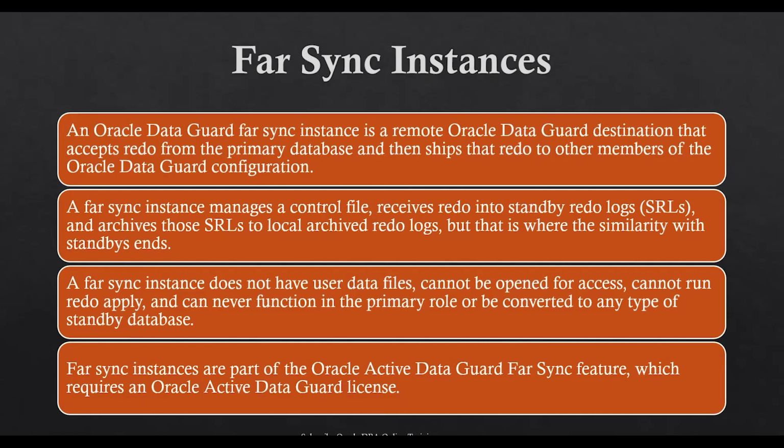That means there is an intermediate instance available, which receives redo from the primary site and then passes it to the standby database. The parsing instance manages it; it has the control file, which receives the redo into the standby redo logs, and then archives those standby redo logs to the local archive redo logs, but that is where the similarity with the standby ends.